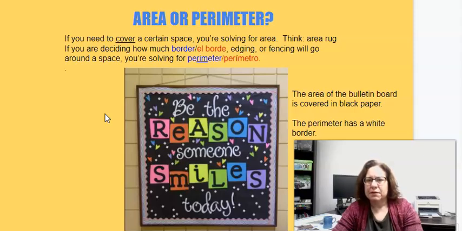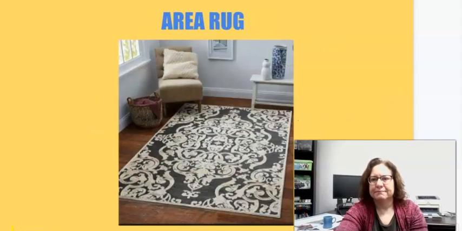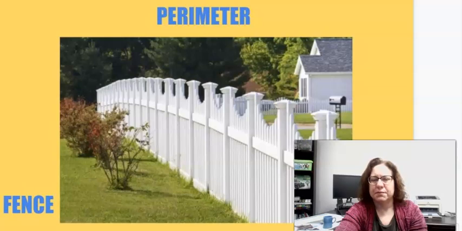So think about area as being like an area rug, and perimeter as being like a fence, border, or even a rim that goes around something. Okay, so an area rug, and a fence for perimeter.